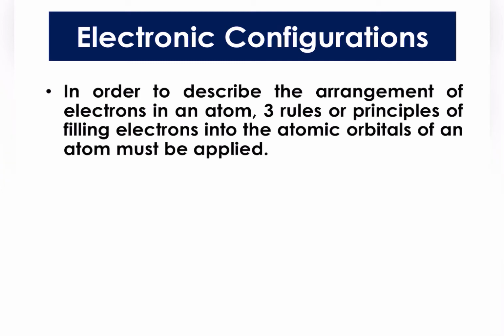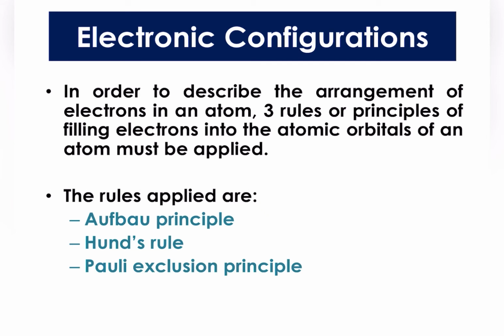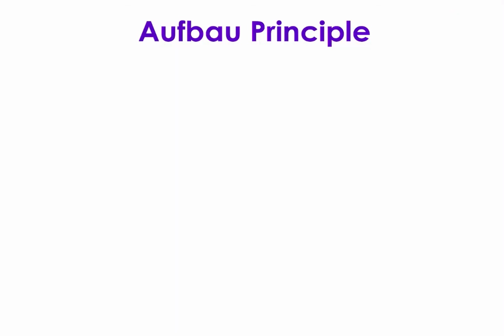The next one, you are going to learn how to arrange the electrons in an atom, but make sure you follow 3 rules or principles of filling electrons. If not, it means you do not obey the rules, and your electronic configuration is going to be wrong. So there are 3 rules that you will learn. The first rule is Aufbau Principle, second is Hund's rule, the third one is Pauli exclusion principle. And we are going to focus on Aufbau Principle first in this video.